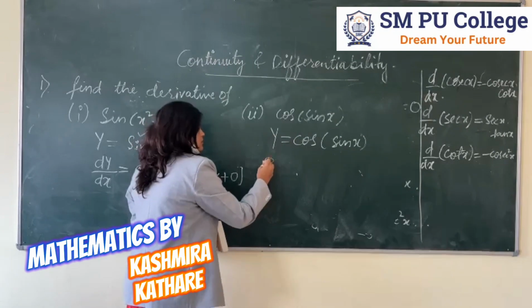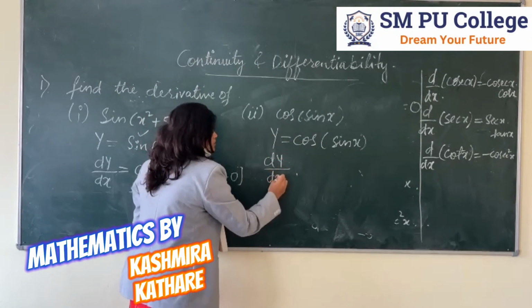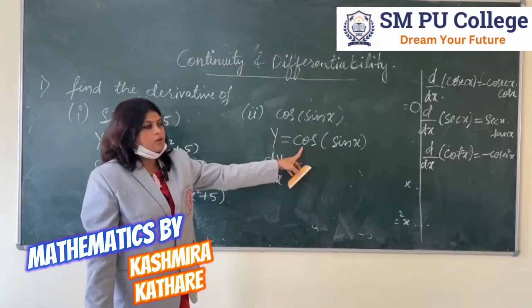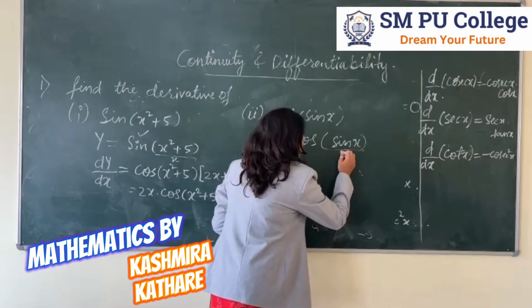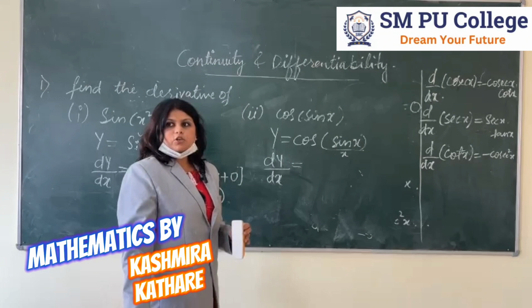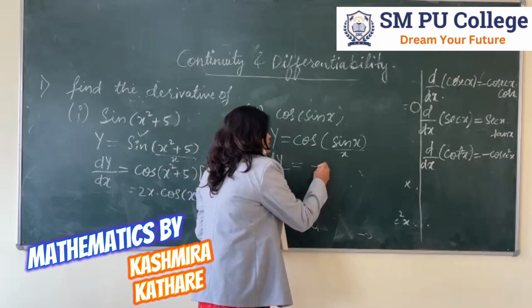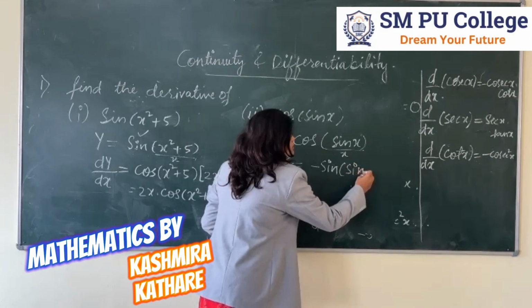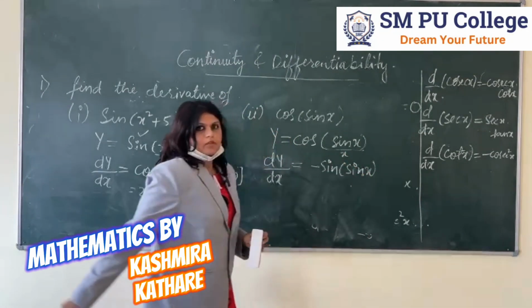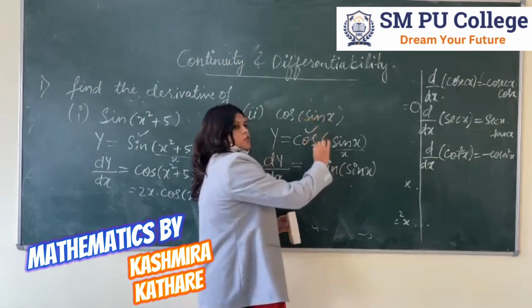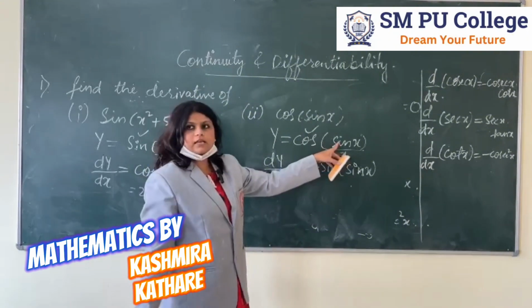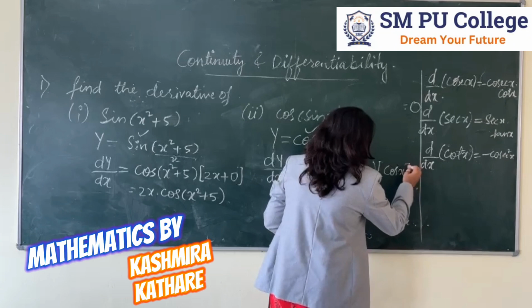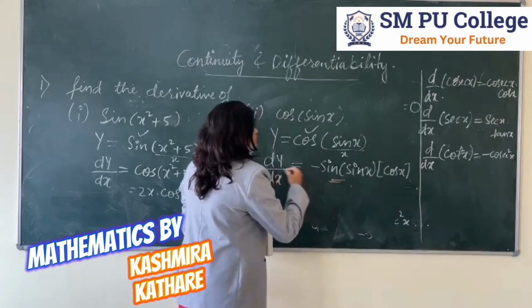Differentiating y, it is dy by dx. Differentiate the first value, that is cos. This is like cos x, where this is x. What is the differentiation of cos x? Minus sin x. But what is x here? This bracket as it is. We are done with the differentiation of cos now. What about sin x? The differentiation of sin x is cos x. So this is the answer.